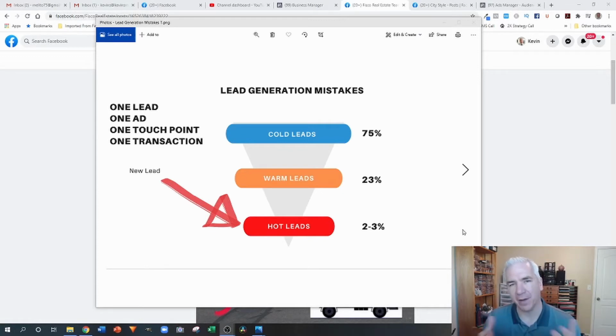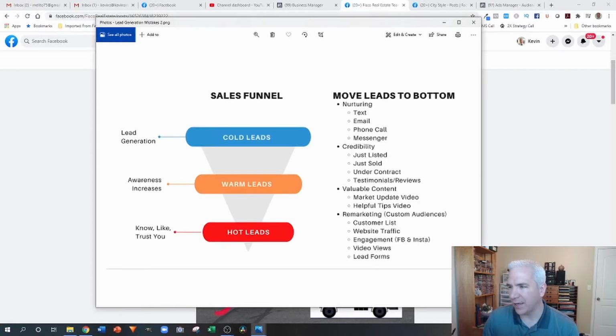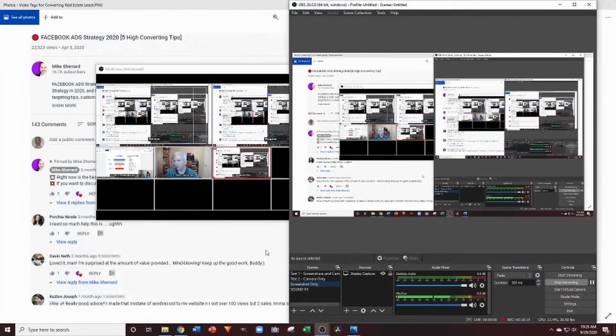And the tip of how to fix it is take a long-term approach, build a pipeline, and nurture is the name of the game. Okay. Tip number two is, in order to turn more of these leads into business, it's all about adding value.